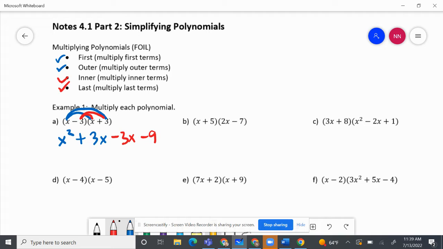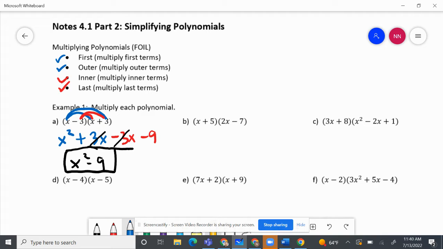So that's the multiplying. Then we're going to add the like terms. And we see that the only like terms would be these two right here. And those are opposites, so they're going to become 0. And we're left with x squared minus 9. And that right there is our answer. So let's look at the next one.